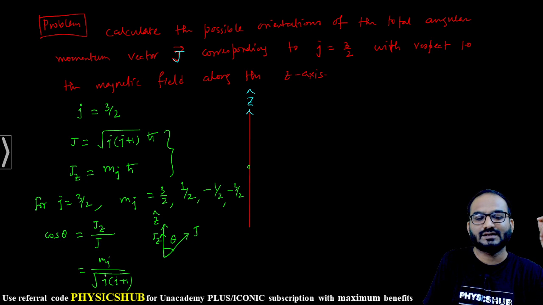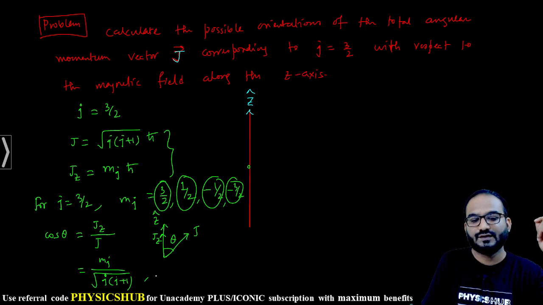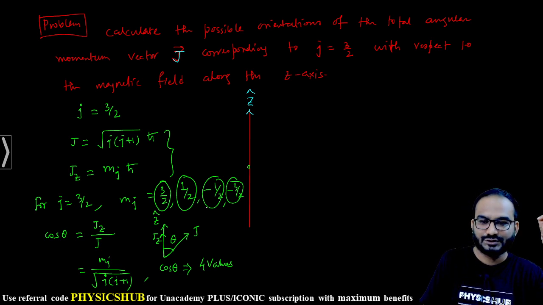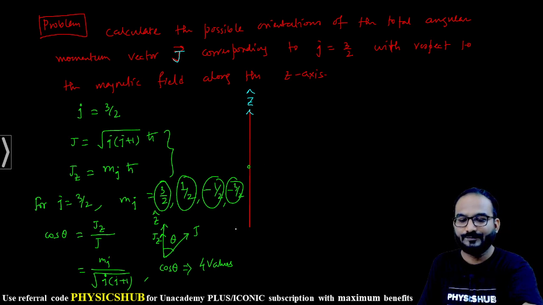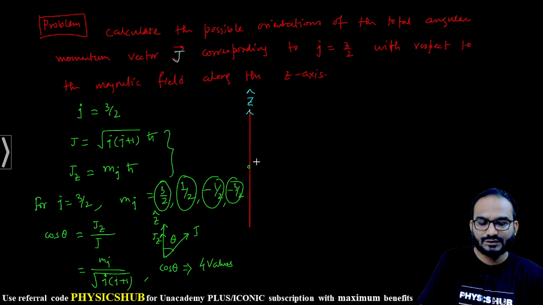So as you can see, J value is fixed, but how many values of MJ are there? 4 values of MJ are there. So how many cos theta values you will get? You will get 4 cos theta values corresponding to 3 by 2, corresponding to half, corresponding to minus half, corresponding to minus 3 by 2. So we will get 4 values. 4 values means 4 angles of theta, means 4 possible directions, 4 possible MJ values you will get. One is this 3 by 2.